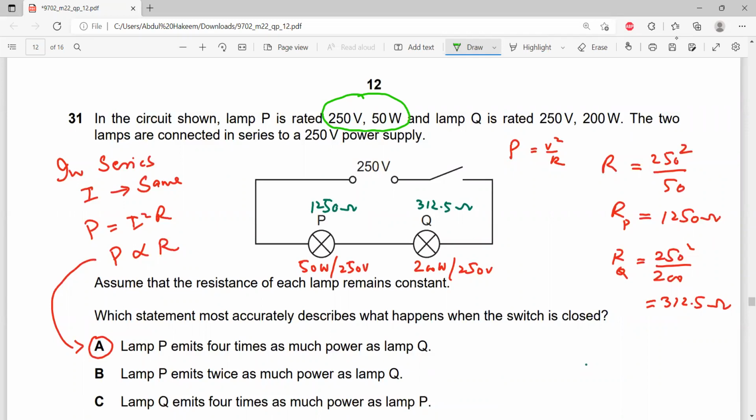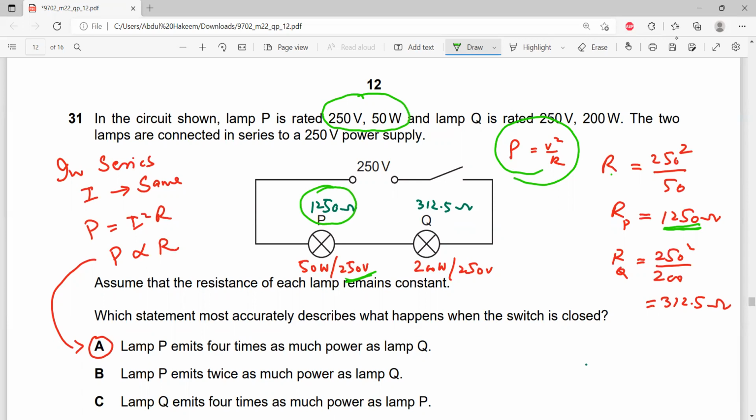For example, we take this as first P. Power is equal to V squared by R, and R is equal to V squared over power. So the voltage for this is 250 and its power is 50. So 250 squared divided by 50. So 1250 is the resistance of the P.